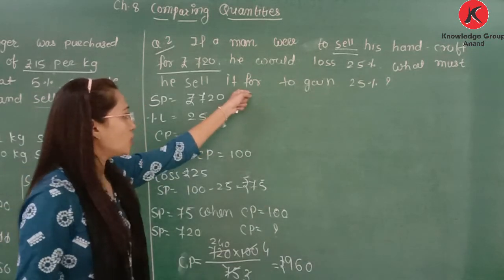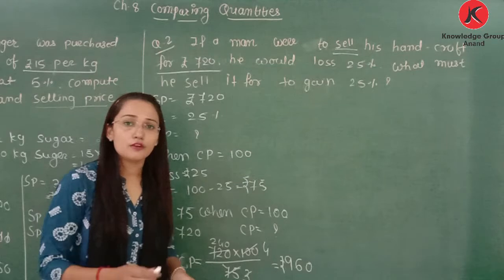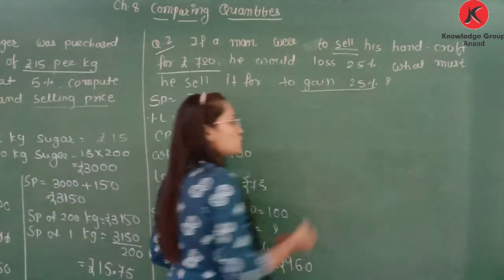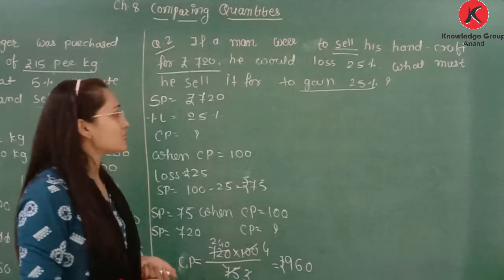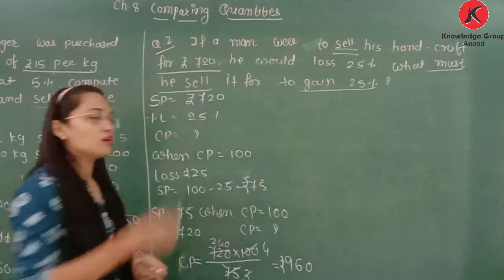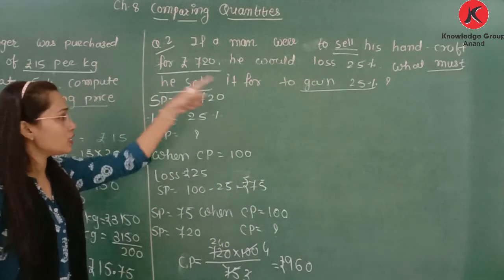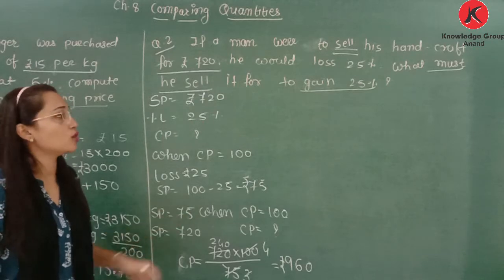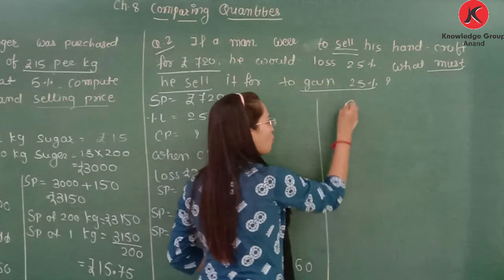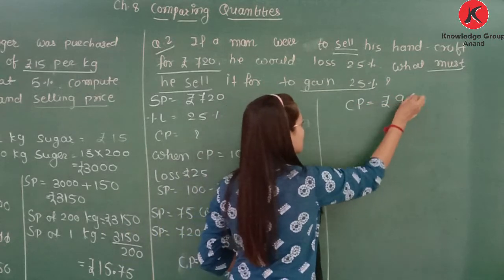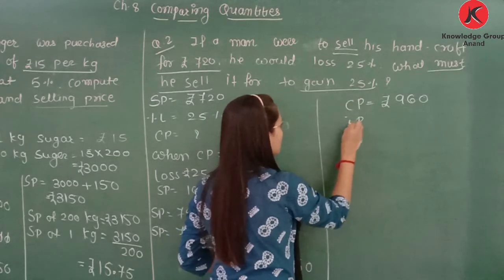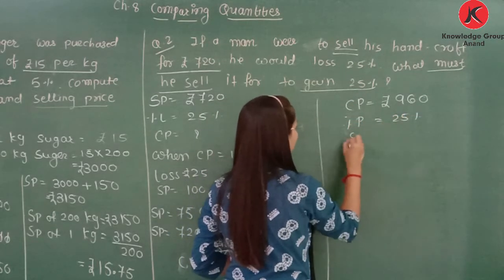So if he wants to gain 25%, means if he wants to have 25% profit, what will be the selling price? So what is the question? What must be the selling price? So here we need to find the selling price if he wants to have a 25% profit. So we can consider here our cost price will remain the same, that is 960. If the cost price is 960 and we want the percentage profit to be 25%, then what will be the selling price?